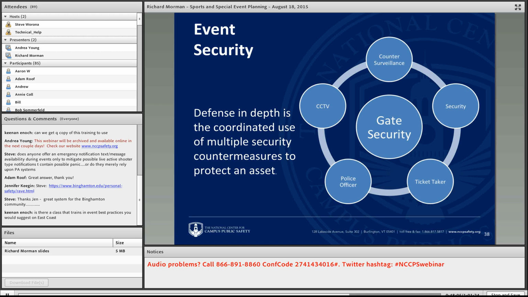Another level of security is the security officer who might be doing your bag checks, or, I know some of the professional sports leagues like Major League Baseball are doing metal detectors. That's just another level of security. Your ticket taker is also a level of security, and that's why it's important they're involved in the security planning and have that situational awareness. Next, you're going to have a police officer, and that police officer at the gate should be back away from the ticket taker and the security person, observing everything and being there to support them and intervene if necessary. And if you're fortunate enough to have a CCTV system, that's another level of security. So defense in depth is really that coordinated use of multiple security countermeasures to protect your asset.